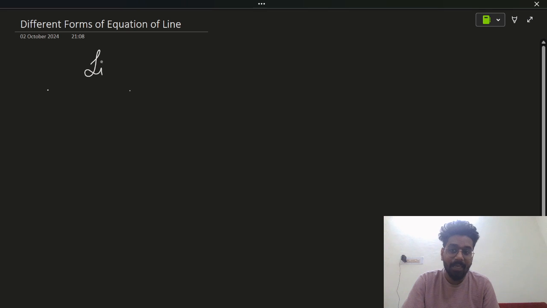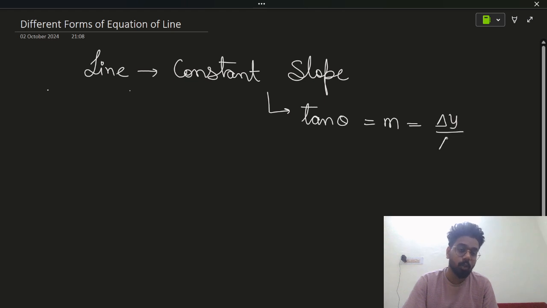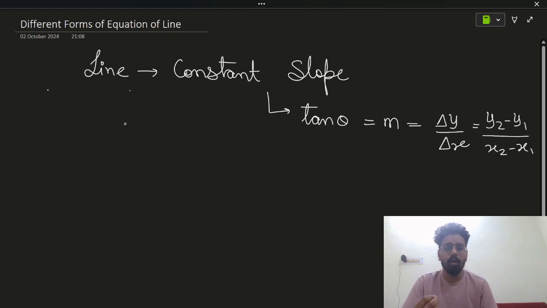So when you say a line, line means we are having a constant slope. Slope is represented as tan theta, or it is represented as m, or it is represented as delta y upon delta x. Those who do not know what is the meaning of delta y or delta x, it's y2 minus y1 upon x2 minus x1.